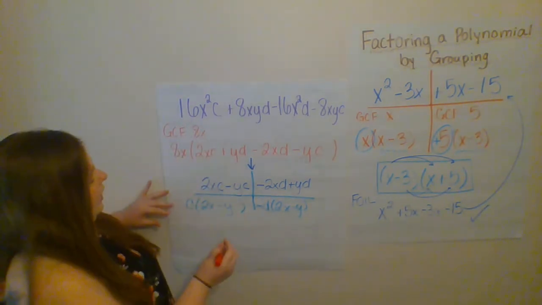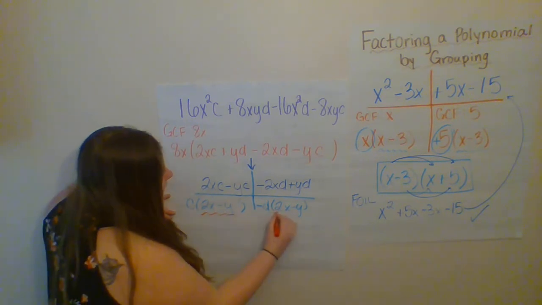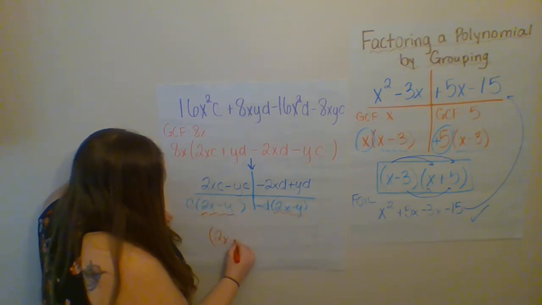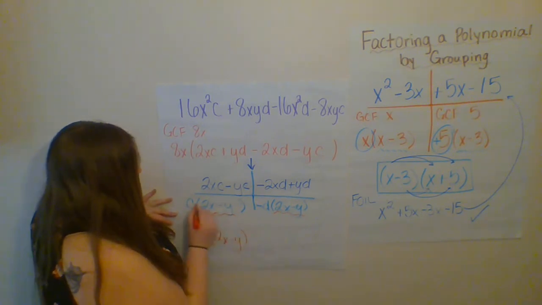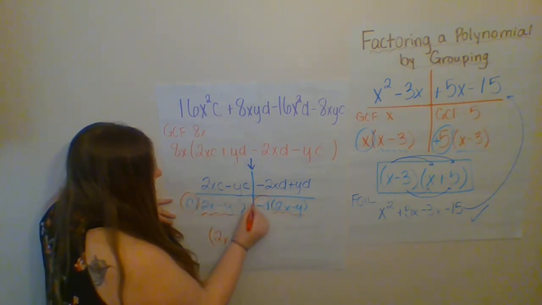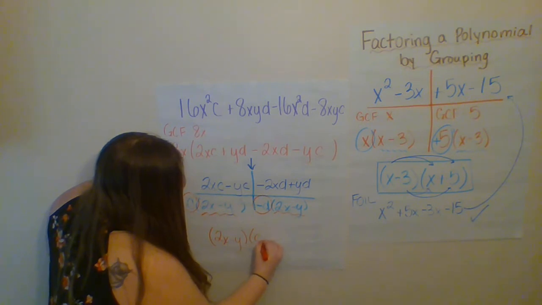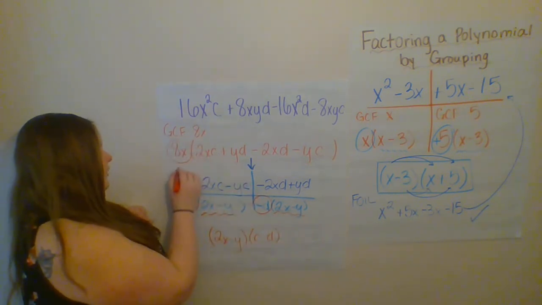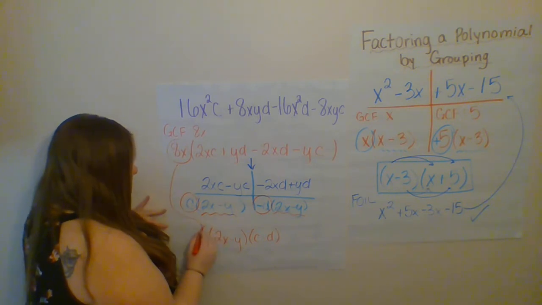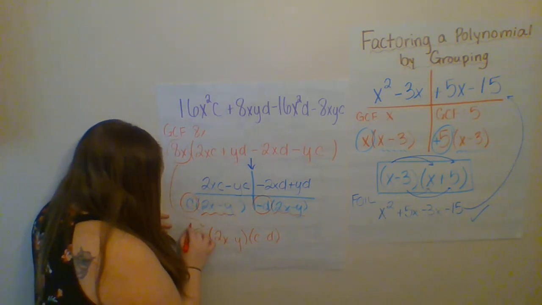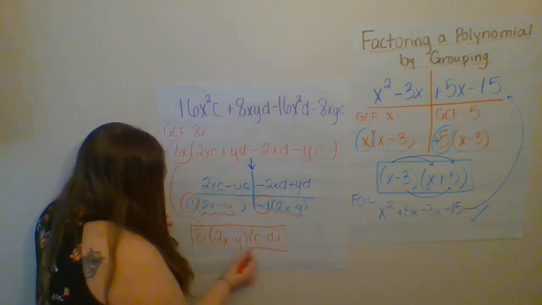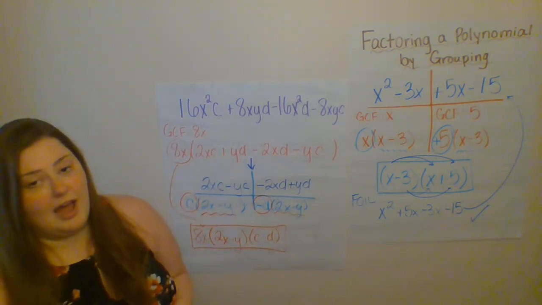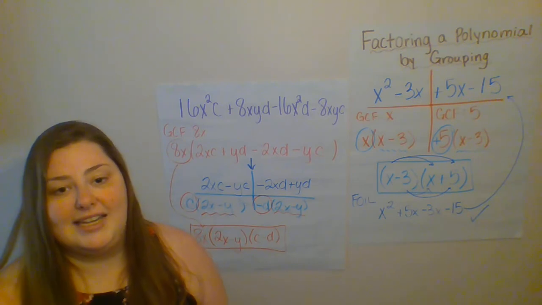So now, we have that 2x minus y, that's the same, so that comes first. And then we have c minus d left over, so that goes at the end. And then we have to remember to bring that 8x in front, because that was still part of it. So our answer becomes 8x times 2x minus y times c minus d.